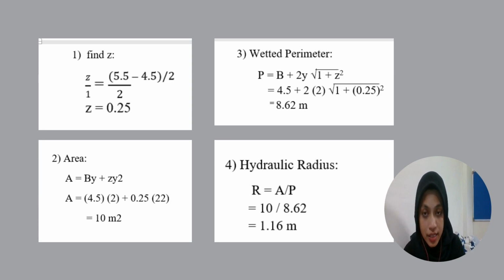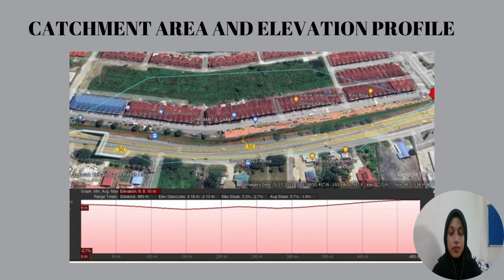First is to find the Z for this drainage or channel. The second is we need to know the area for our drainage. The third one is the wetted perimeter. We need to calculate the wetted perimeter for our drainage. And the last one is the hydraulic radius.